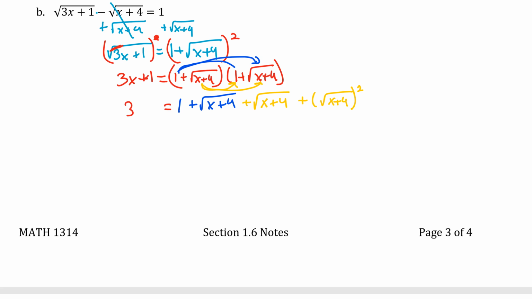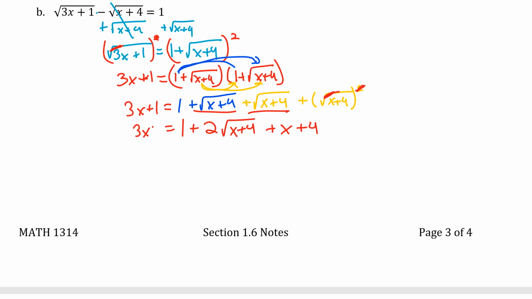On the left-hand side, I still have that 3x plus 1 sitting over there. So I'm going to combine some like terms. The square and the square root, remember, cancel each other out. So I'm left with 1 plus, I have this plus this, so that's 2 times the square root of x plus 4. And again, over here, these canceled out, so I just have plus x plus 4. These do not combine with these because this right here is still underneath that radical.